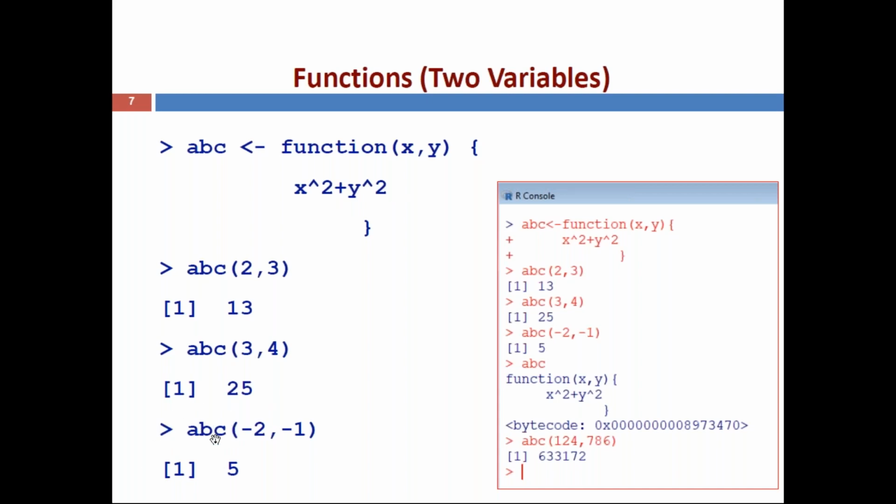Similarly, another example, ABC of minus 2 comma minus 1, here x is minus 2 and y is minus 1. Then it calls the function, then it executes the command x power 2 plus y power 2. Here x is minus 2 power 2, that is 4, plus y power 2, minus 1 whole power 2, that is 1. Then 4 plus 1, 5. So this is the output. So like that, a function can be created with two variables.